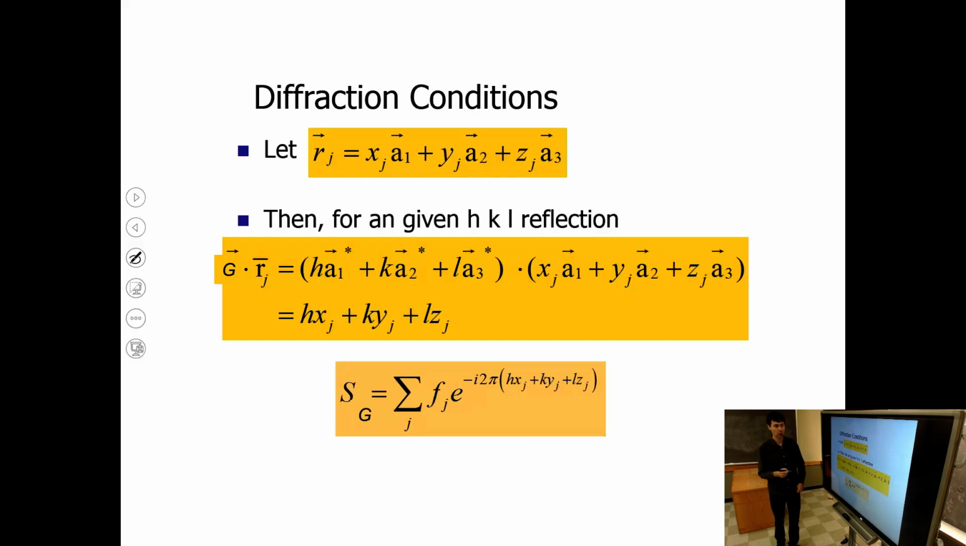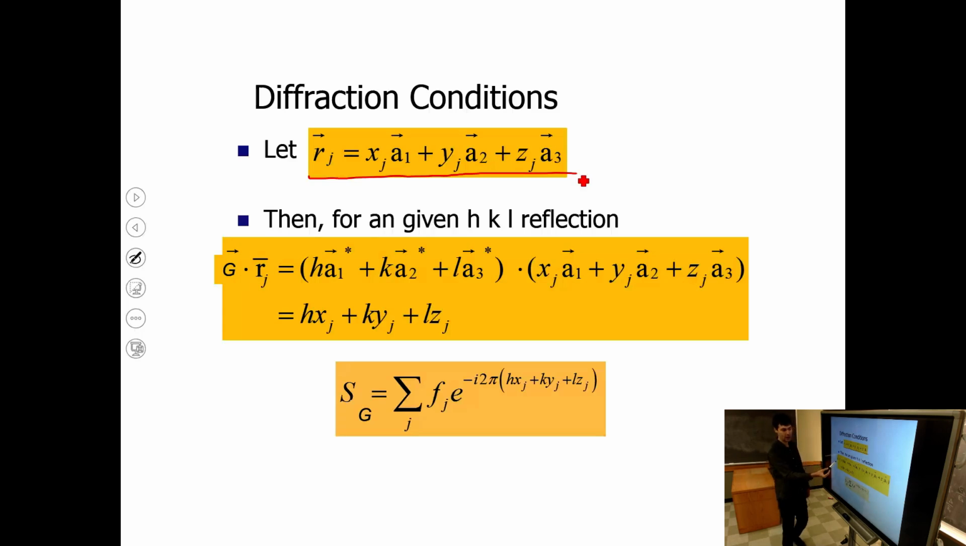So first of all, we take a real vector R, which has x, y, z components. This is a vector inside the unit cell, or anyways inside the crystal. And then we have to take this G dot R. And remember, G is an HKL vector.